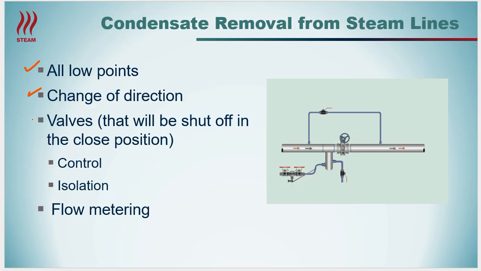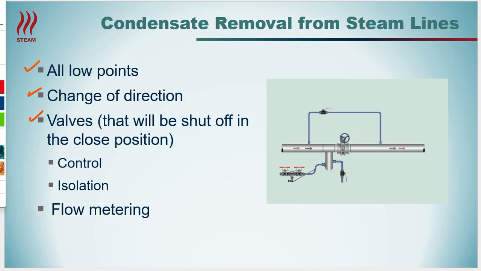Any valve that shuts off, either a control valve or even an isolation valve. As shown here in the picture, a drip leg pocket. So the valve is in a shutoff position. What's going to accumulate ahead of that valve? Condensate, and we want to remove it. Flow metering to ensure proper flow measurement. A steam line drip pocket should be ahead of the flow element.